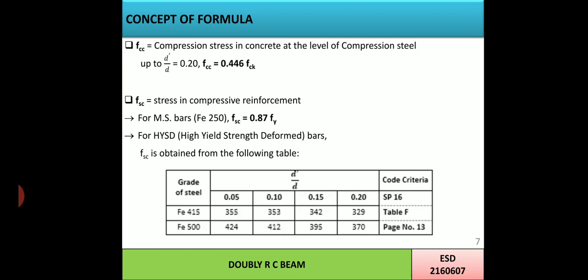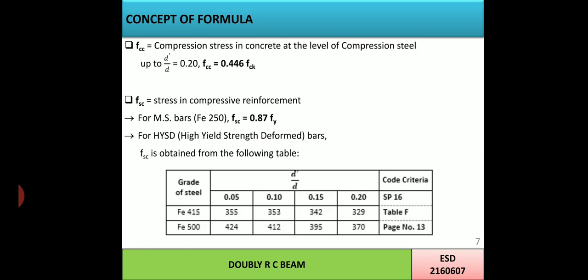Now as we can see in the table, the value of FSC is different for the different d dash by d ratios for the different grades. For example, if d dash by d ratio is 0.05, then for Fe 415, FSC's value is 355. If it is 0.10, then it is 353. If the ratio is 0.15, FSC is 342, and if ratio is 0.20, the value of FSC is 329. For example, if ratio comes 0.08, then we should consider the higher value, not the lower. Say for example, if the ratio is 0.08, then we should consider the value of 0.10.